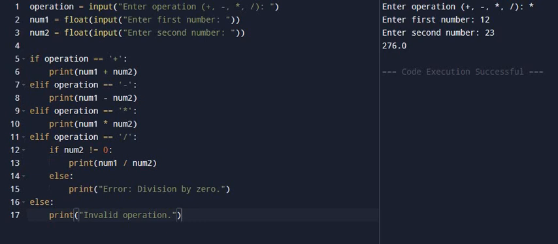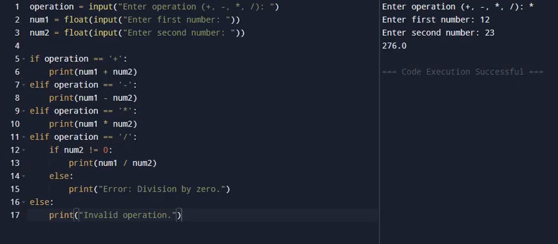So, a Python program to perform basic arithmetic operations. For basic arithmetic operations, we need two numbers. And here the program is based on the symbol. Look at line number 1.